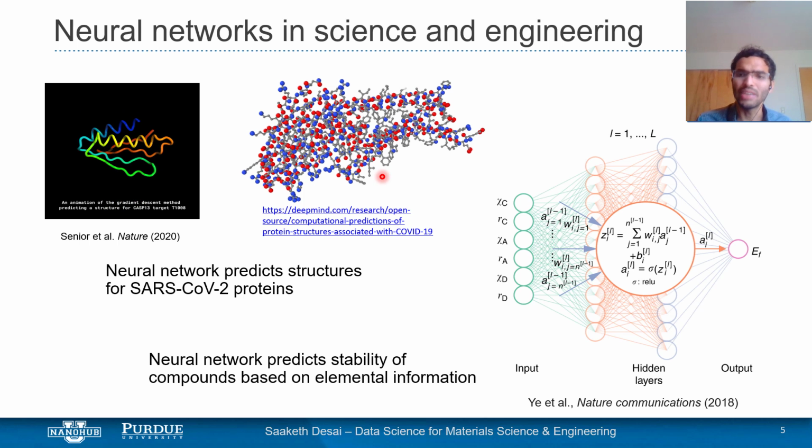Something closer to the materials world is the use of neural networks to predict the stability of compounds. A neural network has again shown promise here in just looking at some elemental information like electronegativities, atomic radii, and the composition of the various elements, and predicting whether the compound is stable or not.